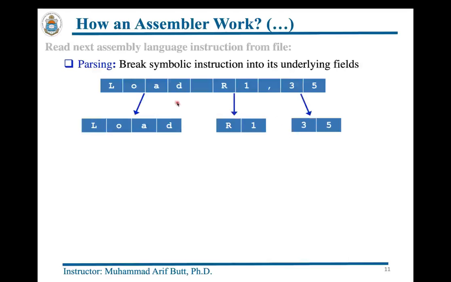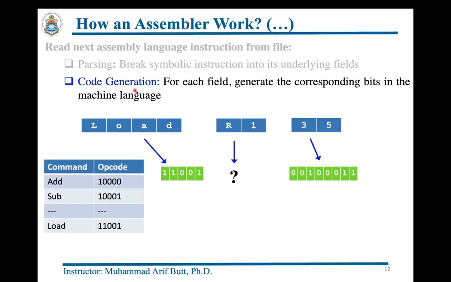Then we do parsing. We break the symbolic instruction into the underlying fields. So we separate this load, separate this R1 and separate this 35 over here. An assembly instruction may be separated by spaces, by commas, or maybe by other special symbols.